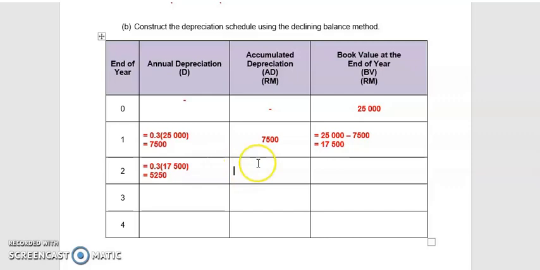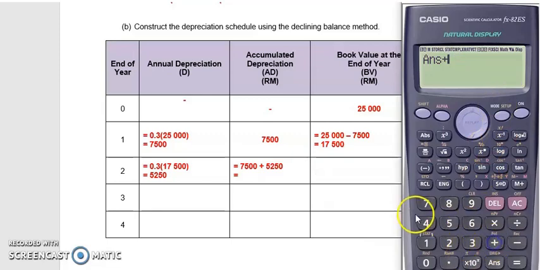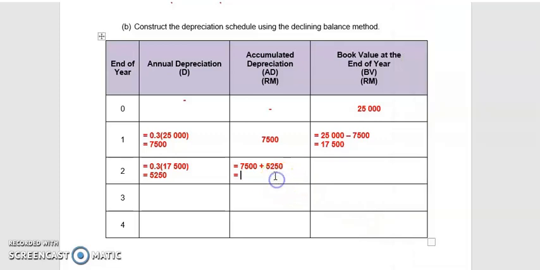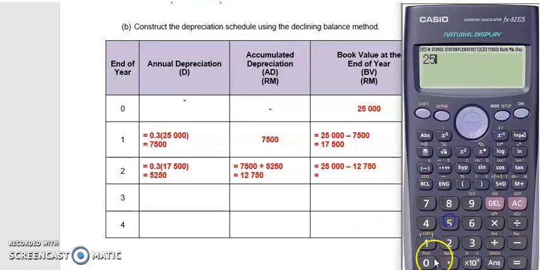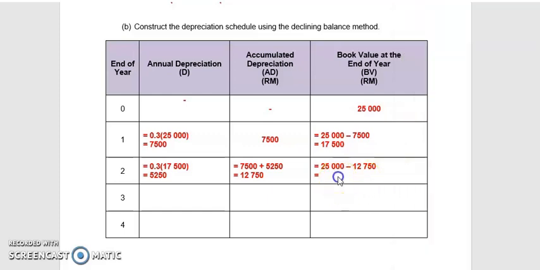So accumulated depreciation will be 7,500 plus year 2's 5,250, which is 12,750. So the book value again is the original cost minus accumulated depreciation: 25,000 minus the answer, referring to the previous answer shown in your calculator. So 12,250.